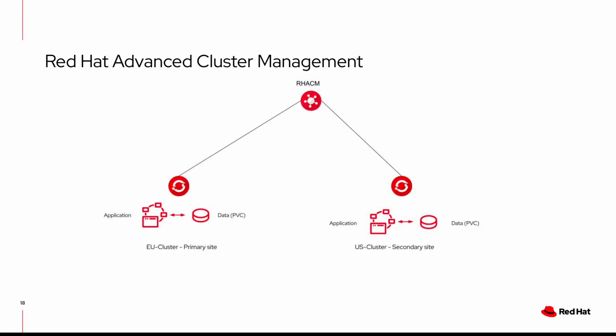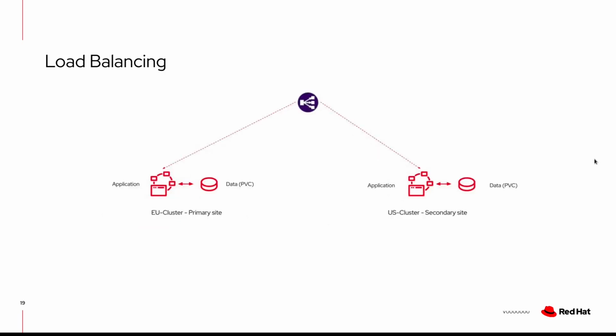So starting back at RHACM, Red Hat Advanced Cluster Management will handle the management of our applications and the clusters. This served as our GitOps tool for the application placement. Strict load balancing rules are in place that will route our traffic based on specific health checks. If these health checks fail, then the load balancer will automatically route our application to the healthy cluster.